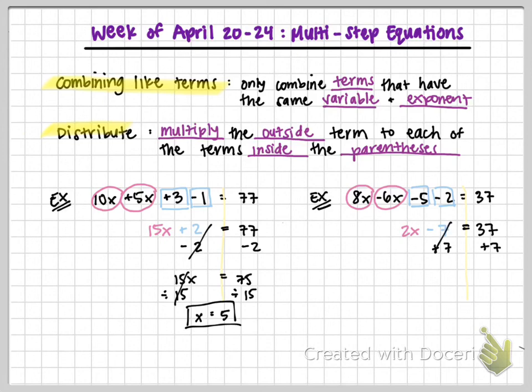Those cancel. I'm left with 2x equals 37 plus 7, which gives me 44. I want to undo that 2 right in front of the x. Let's divide by 2. Those cancel. This gives me x equals 44 divided by 2, which is 22.